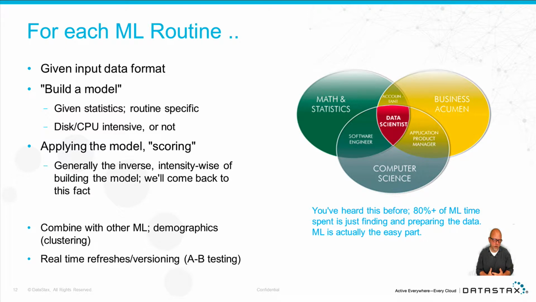It will build a model, which is abstracted across all of the routines. The model is obviously a data structure, but how it is formatted is different per routine. Each model in each routine, calculating the model could be CPU intensive or not. There tends to be a relationship, however, if the model is CPU intensive, memory intensive, whatever, calculating the model is resource intensive, then applying the model tends to be really simple. But if the model is really quick to calculate, then applying or scoring the model.